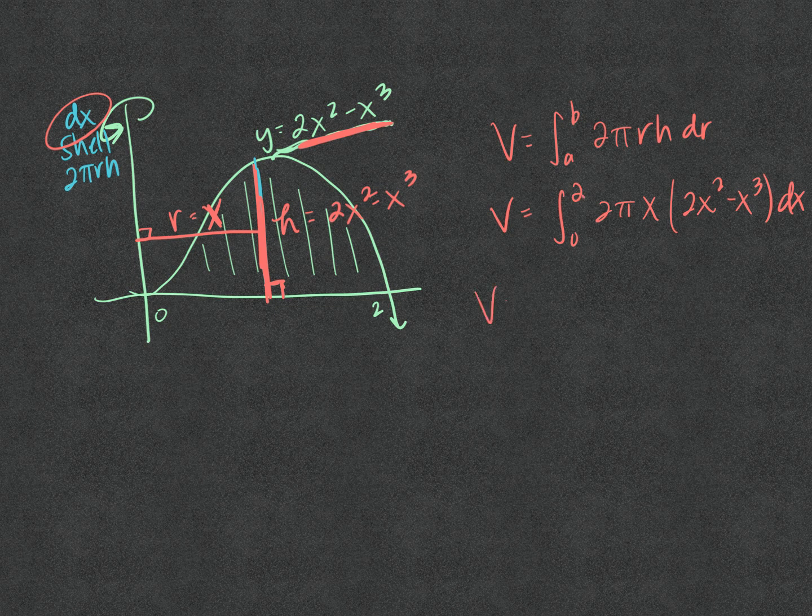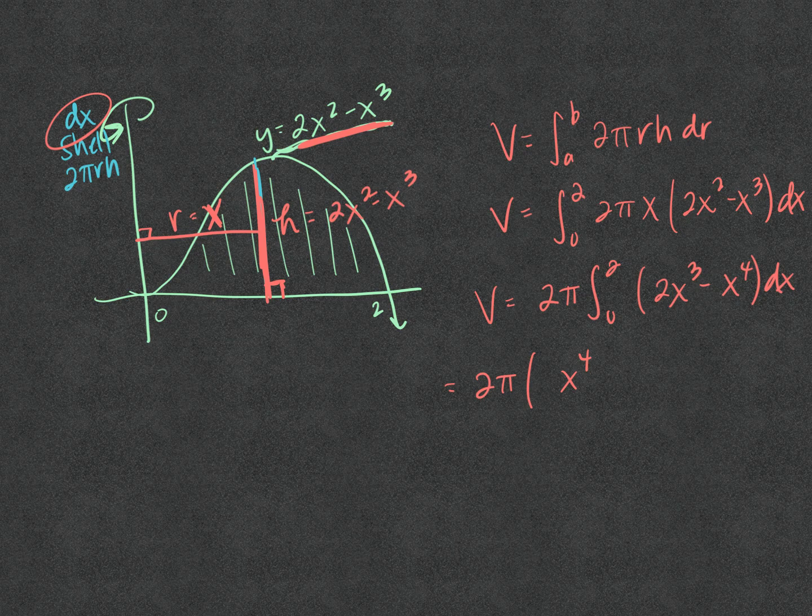And we have v equals, let's pull that 2 pi out front. I like it out front. The integral from 0 to 2. Now, the reason we're rewriting this is we have to use the distributive property. So we have 2x to the third minus x to the fourth with respect to x. You cannot integrate the above line. It doesn't work.